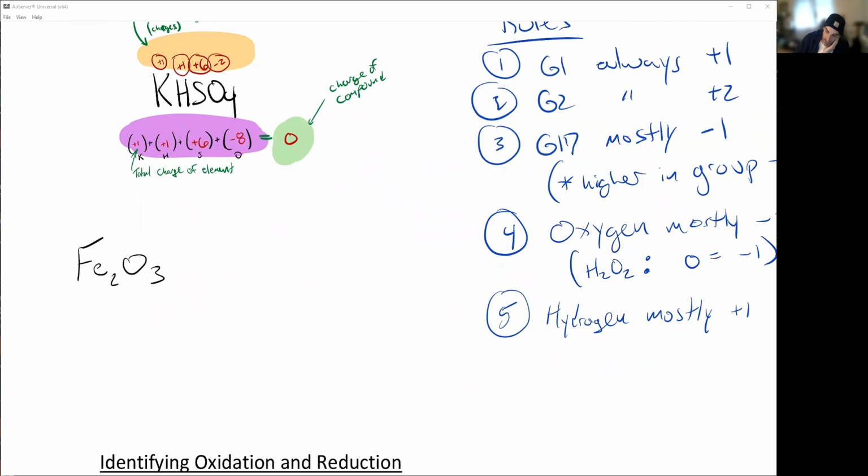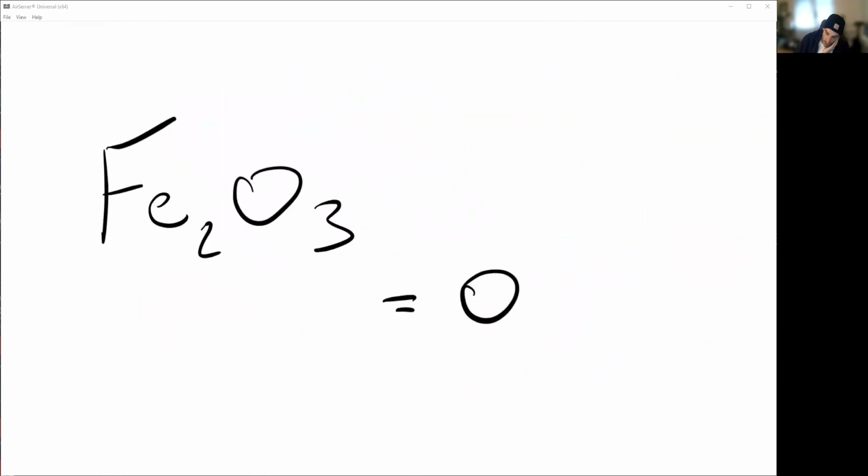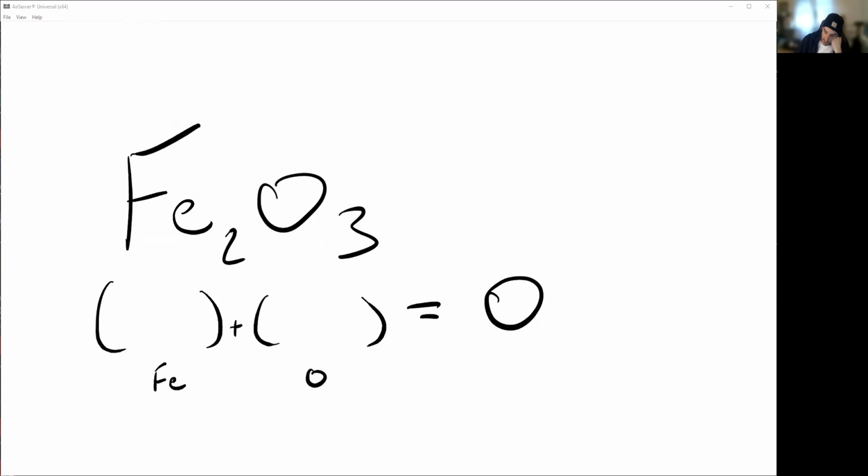Fe2O3. So again, the whole thing has a 0 charge. It is in fact neutral. What is the charge of the iron, all of the iron together? What is the charge of the oxygen together? And those two things together have to be neutral. So which of those two do I know? Do I know oxygen or do I know iron?